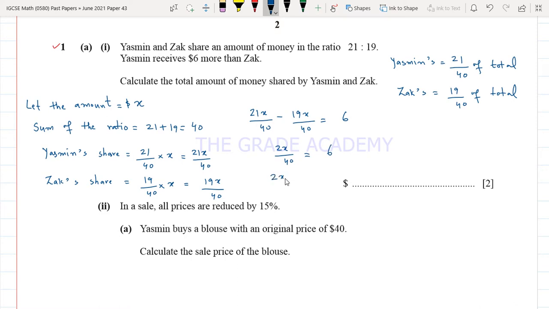So 2x is equal to 6 times 40. So 2x is equal to 240. So x becomes 240 divided by 2, which is equal to 120. Hence, the total amount of money that is being shared between Yasmin and Zak is $120.